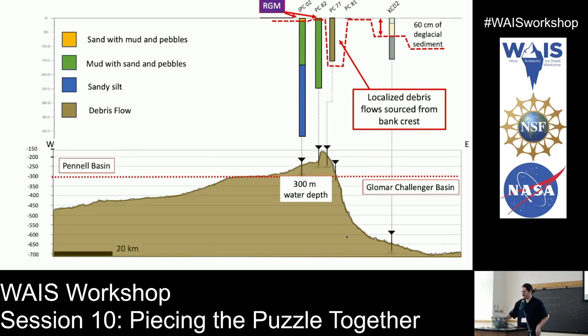And then I put KC2 here to show you, once again, that the bottom unit is subglacial, moving upwards into sub-ice shelf, and then open marine sedimentation. Just to give you perspective, in KC2 we had 60 centimeters of this deglacial sediment, and then we have really small amounts of this open marine deglacial sedimentation, and then we have the debris flow.